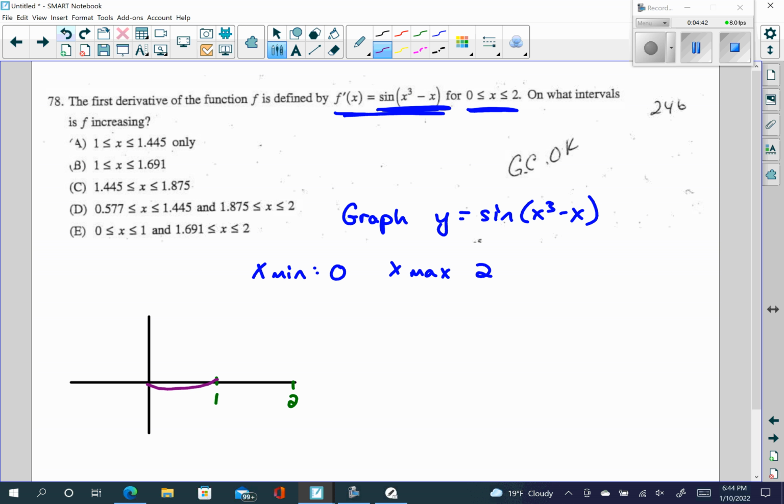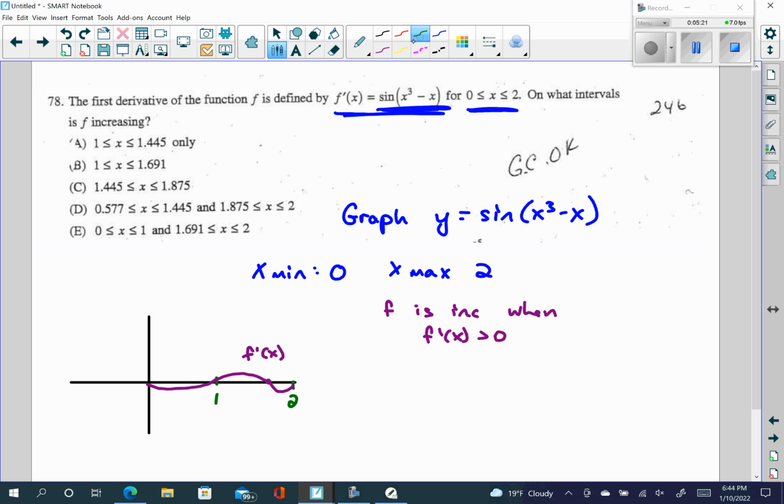Actually, let me go back and change that a little bit. It should come right down through there again, and then start to come back up here. So the question is, on what intervals is f increasing? So remember, this is the derivative. So we know our derivative is negative here, positive here, and then negative again. So f is increasing when f prime of x is positive.